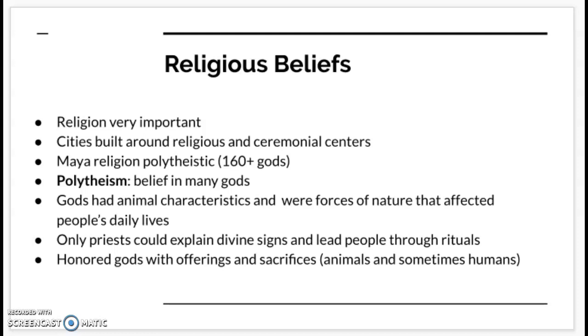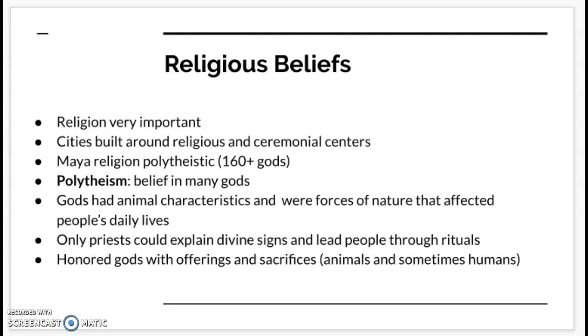The gods they believed in in the Mayan society had animal characteristics and were forces of nature that affected people's daily lives. So things like God of rain, God of war, they believed in all of that and had a god for all of those.